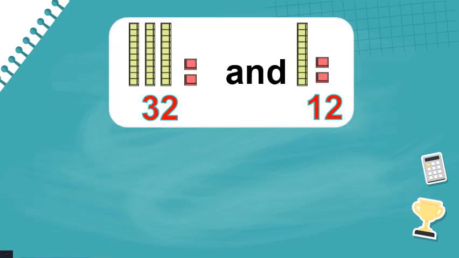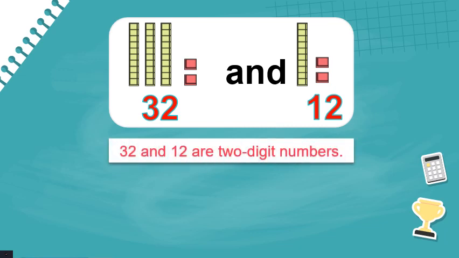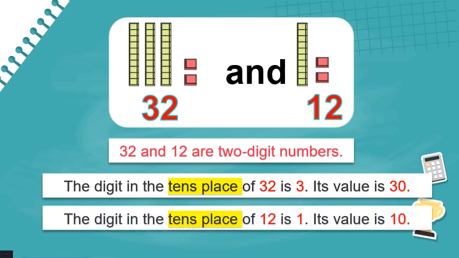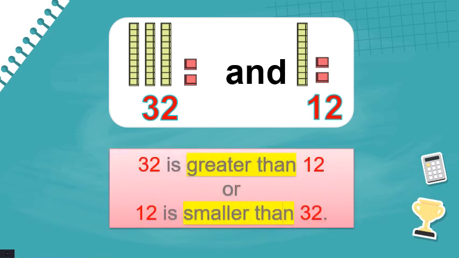More examples. 32 and 12. 32 and 12 are two-digit numbers. The digit in the tens place of 32 is 3. Its value is 30. The digit in the tens place of 12 is 1. Its value is 10. Therefore, 32 is greater than 12, or 12 is smaller than 32.